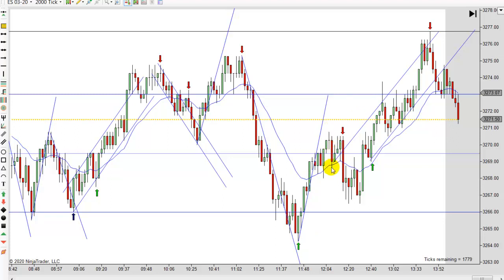And then it makes another higher low right there. But again, you don't get a setup. And then suddenly it makes a lower high. And look at this big, huge bar right here. Obviously, that bar is way too big to trade.